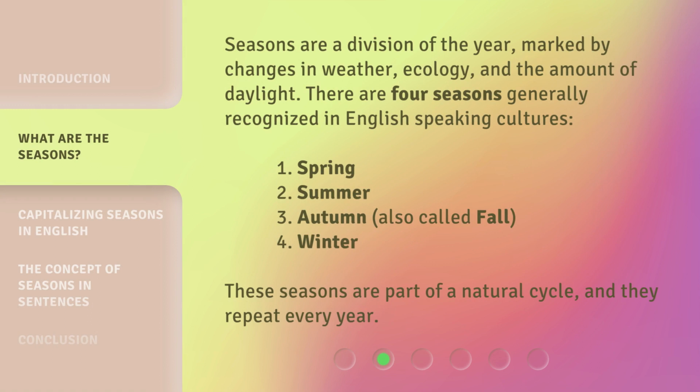Seasons are a division of the year, marked by changes in weather, ecology, and the amount of daylight. There are 4 seasons generally recognized in English-speaking cultures. 1. Spring. 2. Summer. 3. Autumn, also called fall. 4. Winter. These seasons are part of a natural cycle, and they repeat every year.